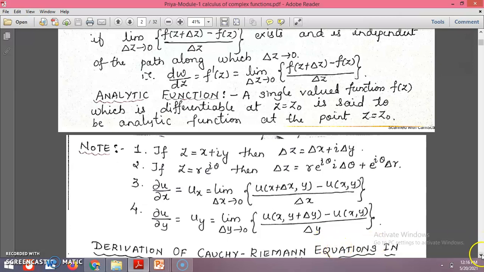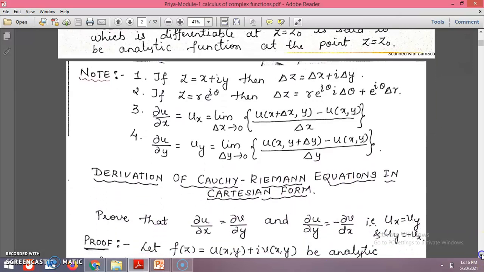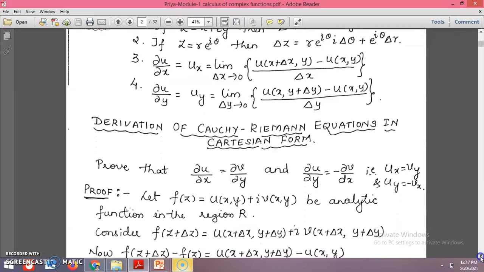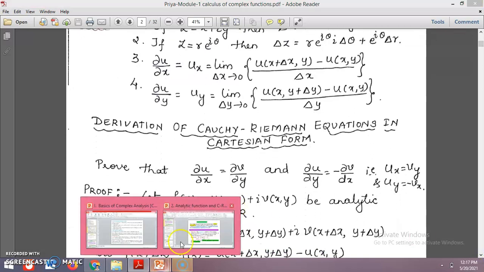Now let us see a very important point, that is the derivation here. In every exam, this question might be asked: prove that a function is analytic. The derivation of the condition for a function to be analytic is called the Cauchy-Riemann equations, in Cartesian form or polar form. First, let us prove the Cartesian form of the analytic function.